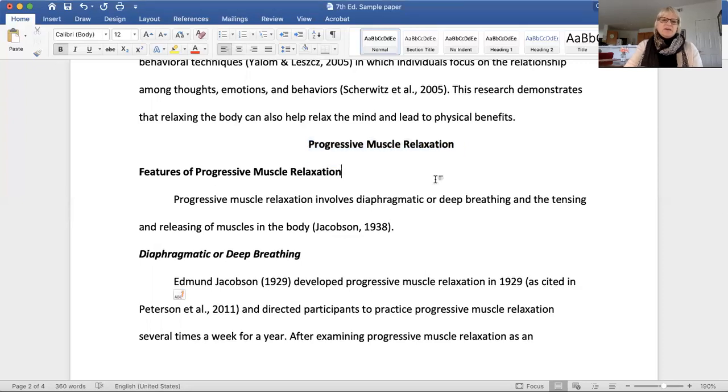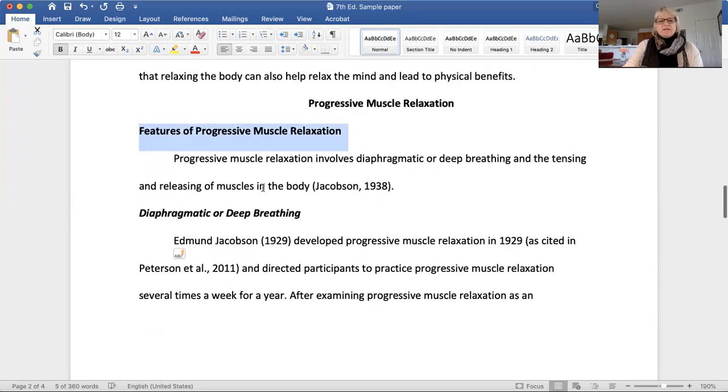Then let's say you want to break that down further and you want to have a subsection within progressive muscle relaxation about its features. Well, then what you would do is make a level 2 heading. And in this case, you have a bold title case, but it's flush left instead of being centered. And then let's say, this usually doesn't happen, but if you were to break that down even further, this is what the level 3 heading looks like. It's italicized, bolded, title case, flush left.